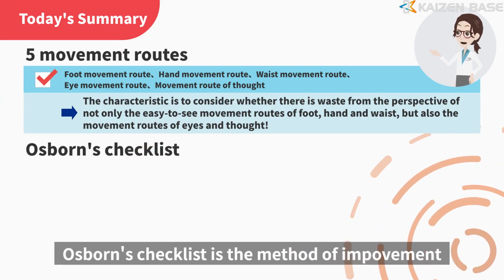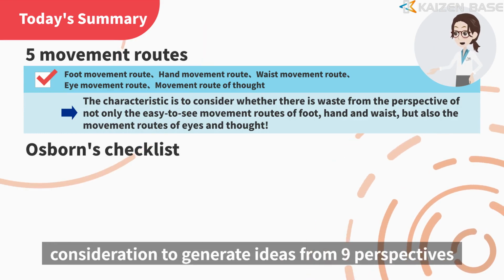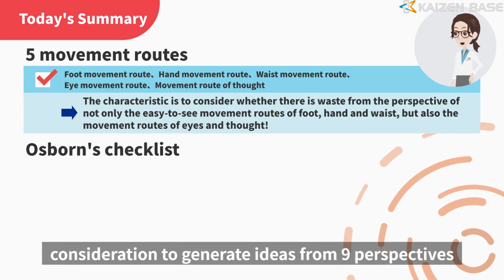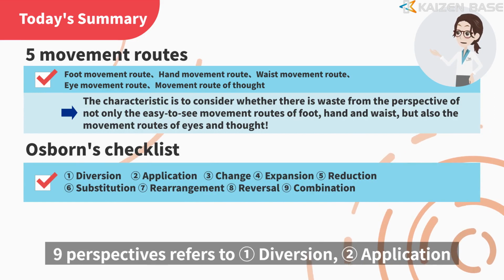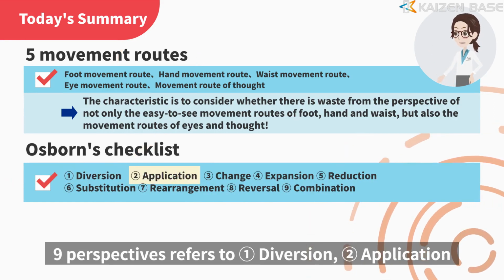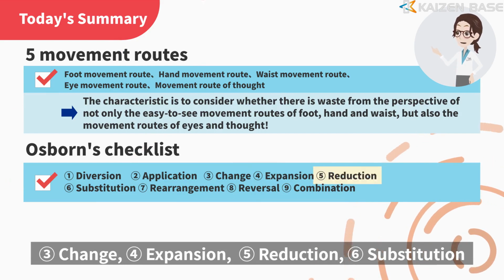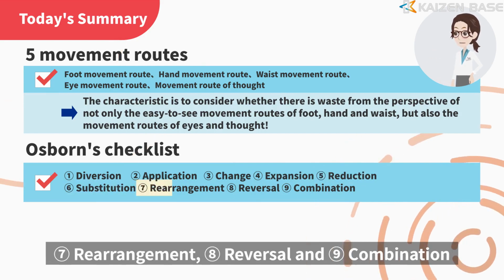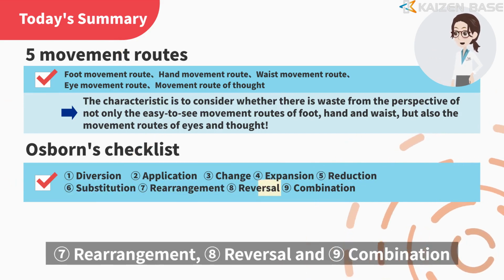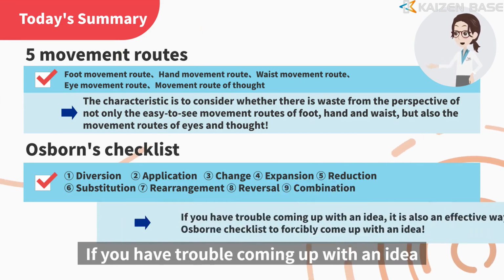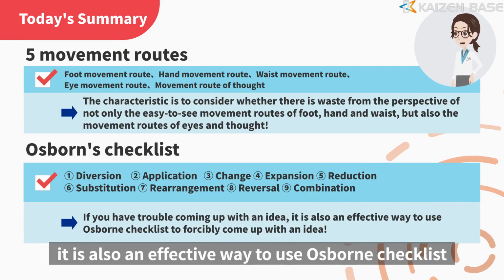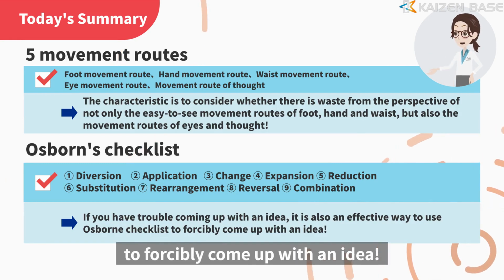Osborn's checklist is the method of improvement consideration to generate ideas from 9 perspectives. The 9 perspectives refer to 1 diversion, 2 application, 3 change, 4 expansion, 5 reduction, 6 substitution, 7 rearrangement, 8 reversal, and 9 combination. If you have trouble coming up with an idea, it is also an effective way to use Osborn's checklist to forcibly come up with an idea.